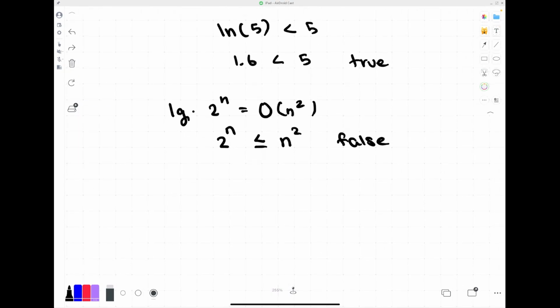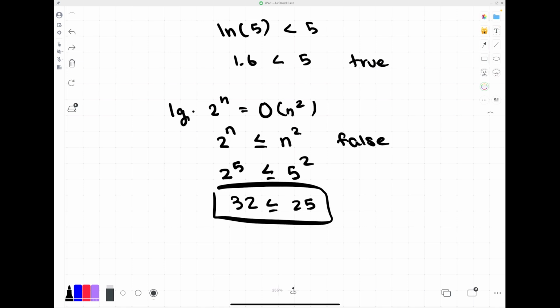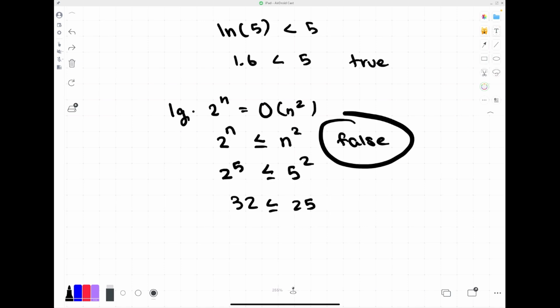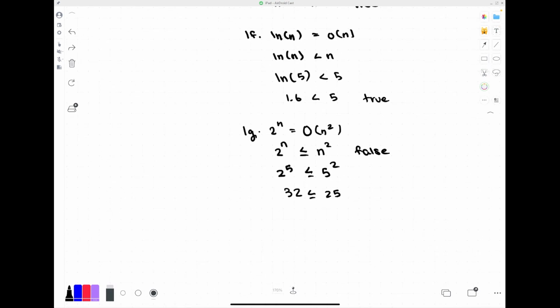So for this problem, you can also plug in numbers to double check your work. So we did 2 to the 5th and 5 squared. 2 to the 5th would be 32, which is greater than 25, so the statement is not true, which reinforces our answer false. But just try your best to remember that exponentials always grow faster than polynomials.